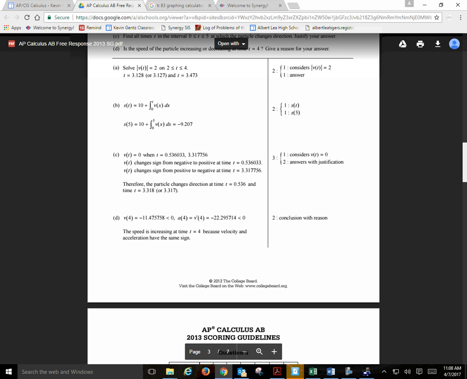V of 4 and A of 4, which is V prime of 4, are both negative. Speed is increasing because velocity and acceleration have the same sign. So again, it tells you exactly how they award the points accordingly.